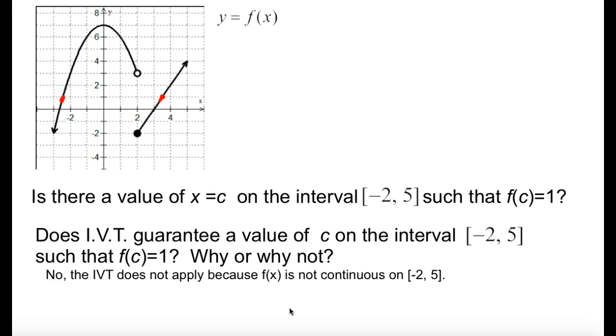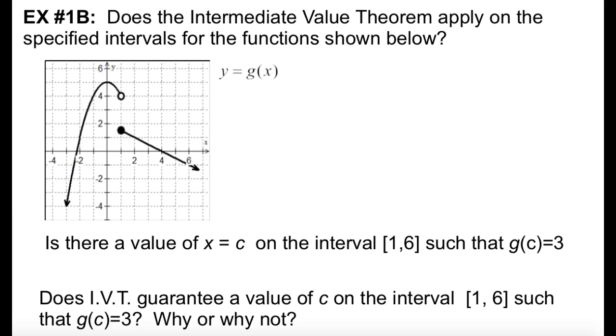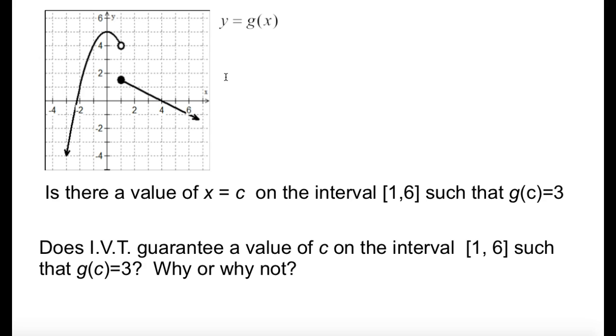Okay? So let's take a look at our second graph here. Okay, so here, first, is there a value of x equals c on the interval 1 to 6? So I'm just looking at this piece right here, right? From x equals 1 to x equals 6, such that g of c equals 3, right? Such that the y value equals 3. Okay, well, a y value of 3 is up here, right? So, no, right? At no point does this piece of the graph hit a y value of 3, right? So here we would just say no.